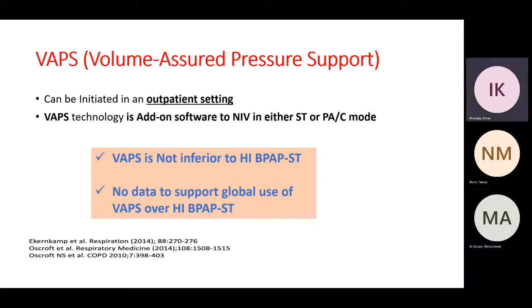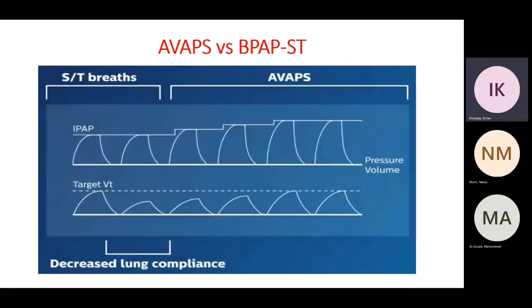But about the diseases and the pathology that I talked to you about in the first and second lecture, VAPS is equal to BiPAP-ST from the data that we have, so it's not better. But I chose to speak about it because of the ease and how prevalent it is in our community. So VAPS and AVAPS, compared to BiPAP-ST.